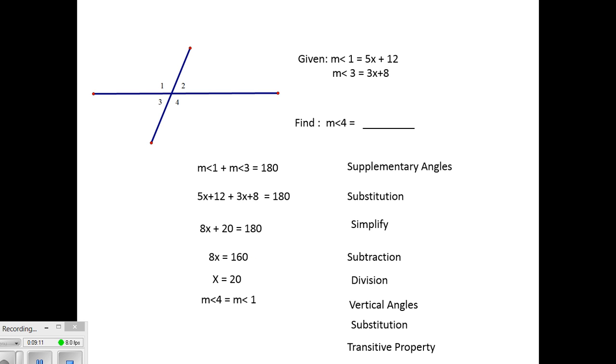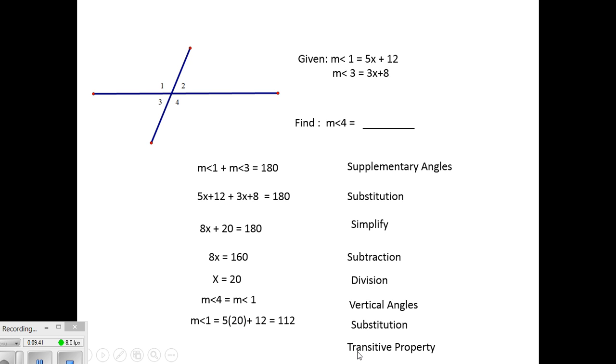Okay? Now, what's the substitution? Well, the substitution is we've got the value of x, right? Then basically we have the value of angle 1 and the value of angle 3. But because we started with this statement, 1 and 4 are equal, it makes sense that we're going to find angle 1. Angle 1 is 112.